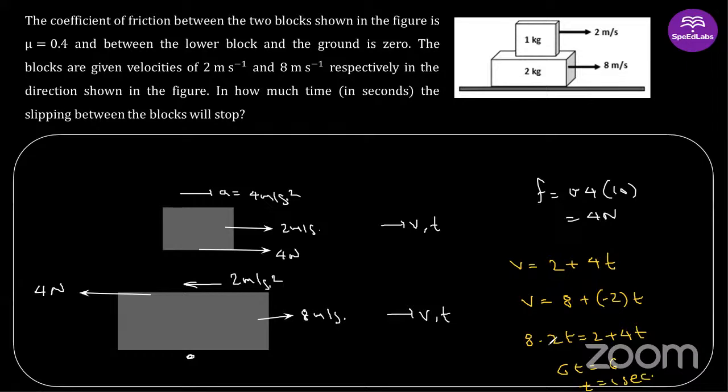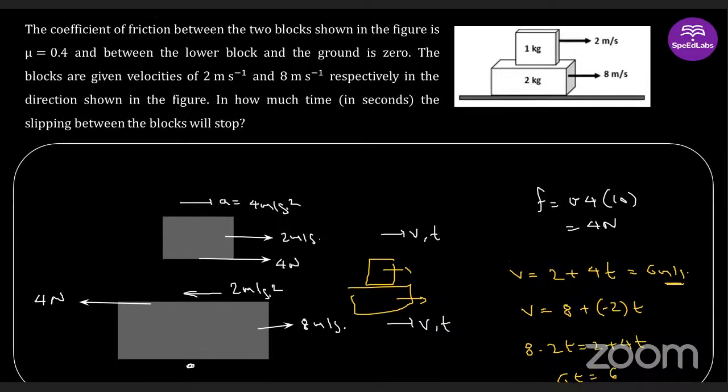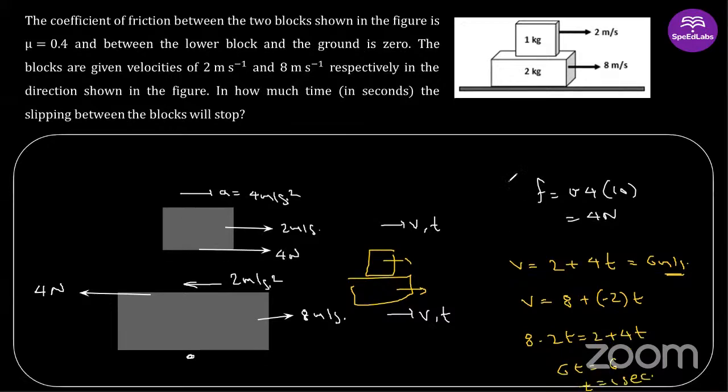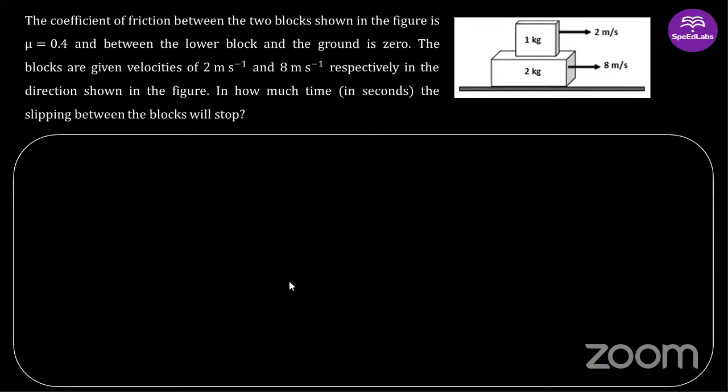That's the answer. After 1 second, both will have a speed of 2 plus 4, that is 6 meter per second. So its velocity will increase to 6 meter per second, its velocity will decrease to 6 meter per second, and eventually both will be traveling together with the same velocity. So there won't be any slipping between them. Is it clear? If there is any doubt, please ask. Are these clear? Any confusion, anyone? I'm moving to next question then. Answer is after 1 second, slipping will stop.